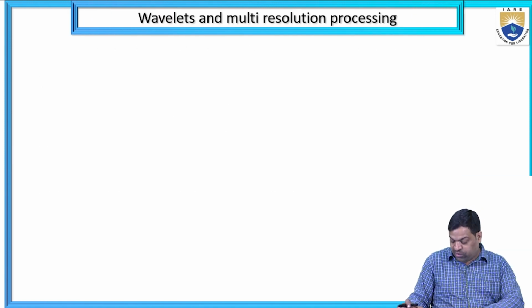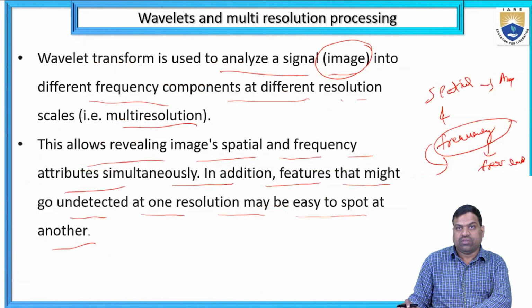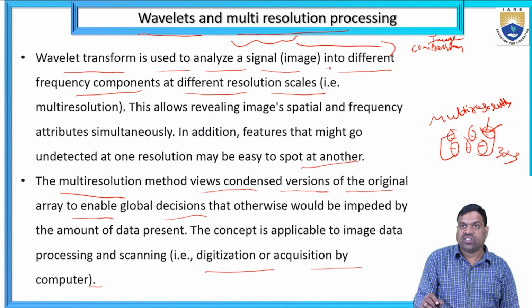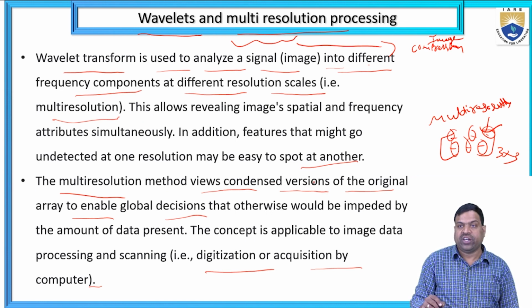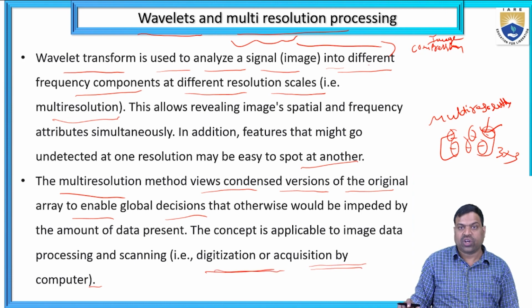Finally, what we discussed today: the wavelet transform is used to analyze a signal or image into different frequency components at different resolution scales. That is multi-resolution. With the multi-resolution method, the condensed version of the original image array enables global decisions that otherwise would be impeded by the amount of data present. The concept is applicable to image data processing and scanning, that is, digitization or acquisition by a computer.